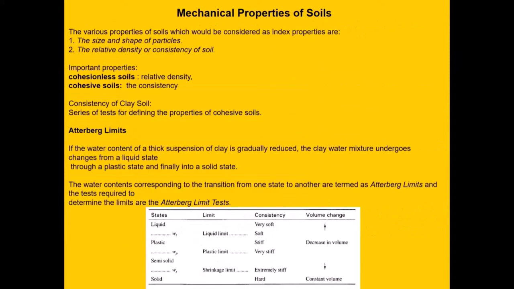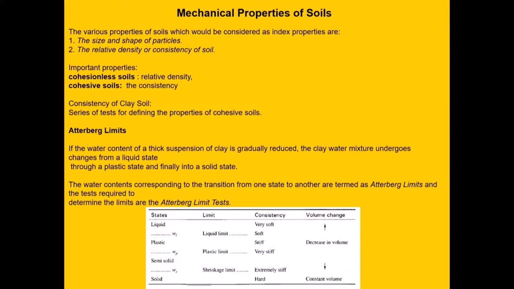Right. So let us come back to the properties of material, and we will start with the mechanical properties of the material. Suppose we have soil. For soil, the size and shape of the particles and the relative density or consistency of the soil are very important. There are two major types of soil. One is cohesionless, which deals with the relative density, and the other is cohesive soil. So it has to be consistent, which simply means cohesive soils.